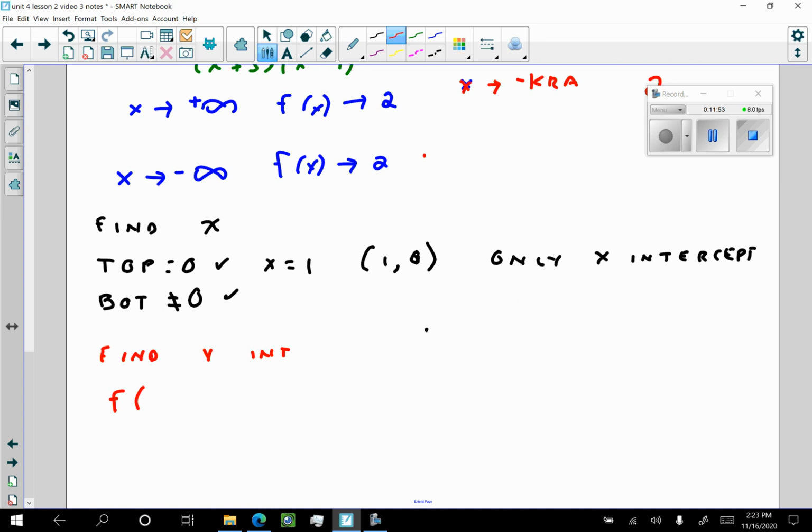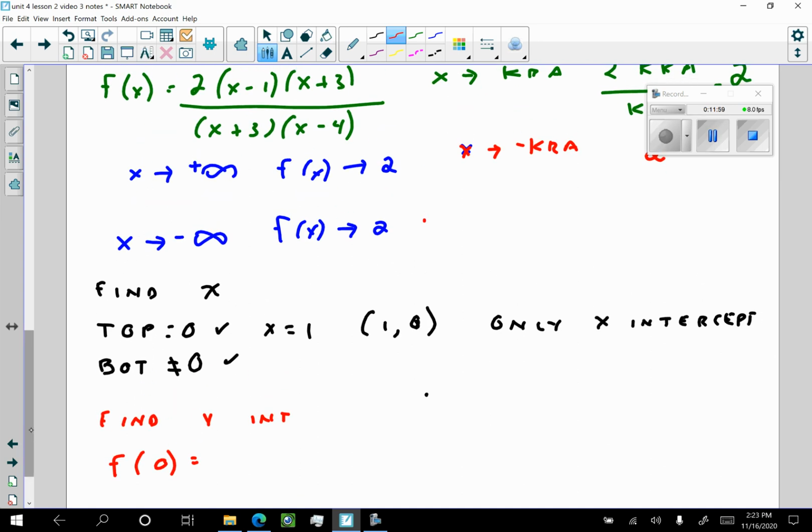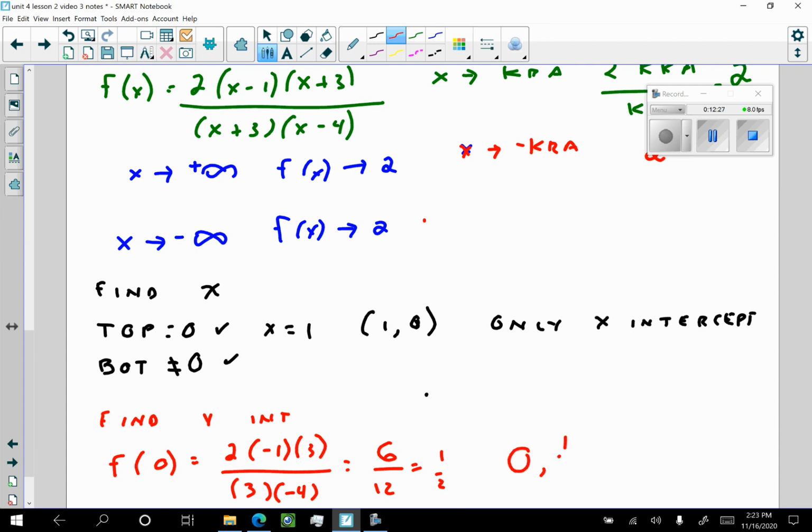Find f of 0. If I put 0 in, what do you get? If I look up here at my function, if I put 0 in, I'm going to get 2 times negative 1 times 3 over 3 times negative 4. Negative times negative divided by negative is positive. So this is going to be 2 times 3 is 6. 3 times 4 is 12. Oh, 1/2. The y-intercept is (0, 1/2). I think I have enough information to graph this.